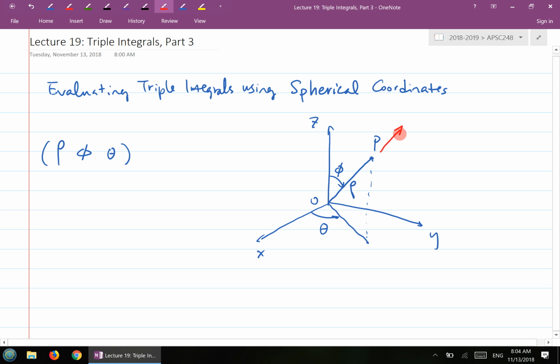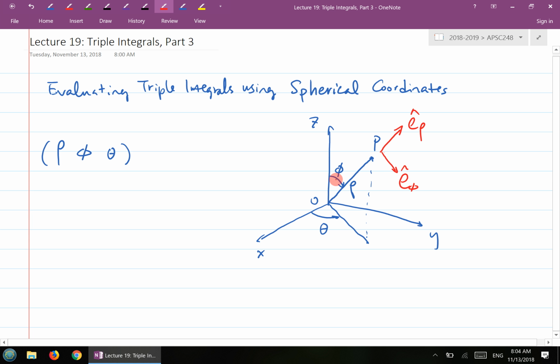You draw a unit vector here. Let's call that E rho, the unit vector pointing in the rho direction. This is like a radial direction out of the origin. And then the next one is the unit vector in the phi direction. So this is an angle, right? So phi is the rotation.